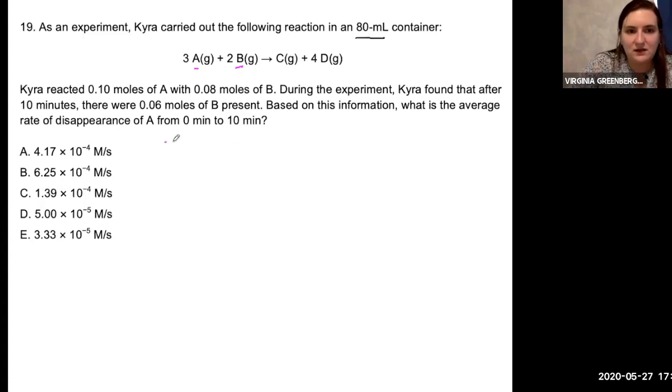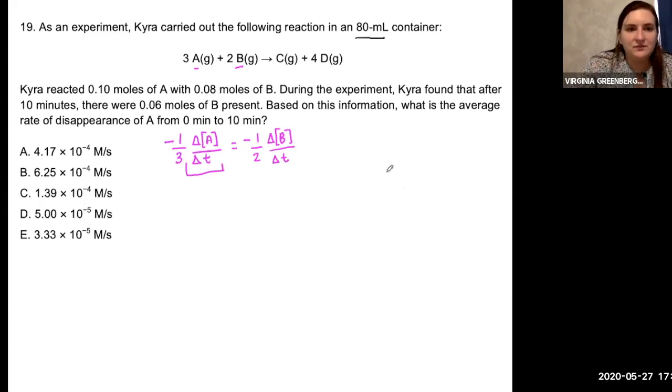So what we can do is say A is a reactant, so it's going away. Do 1 over its coefficient times its change in concentration over time, which will be equal to negative, because B is also a reactant, 1 over its coefficient times its change in concentration over time. And then what we eventually want to find is just this part, delta A over delta t.